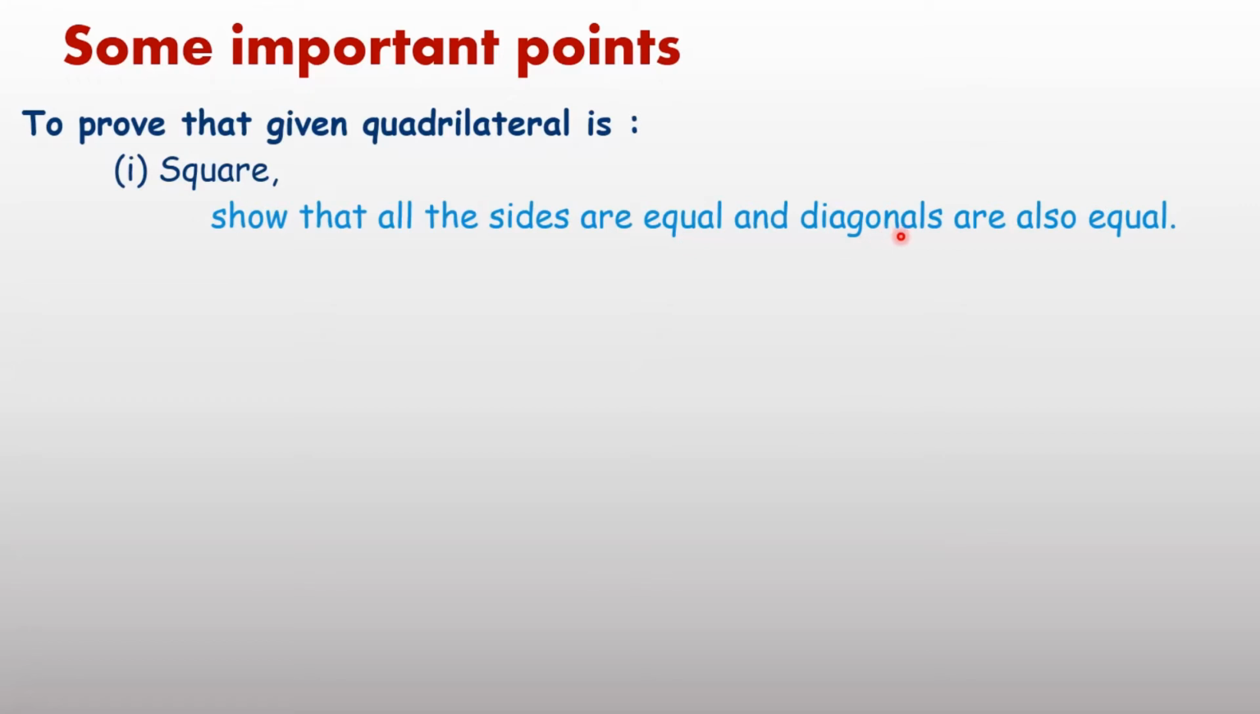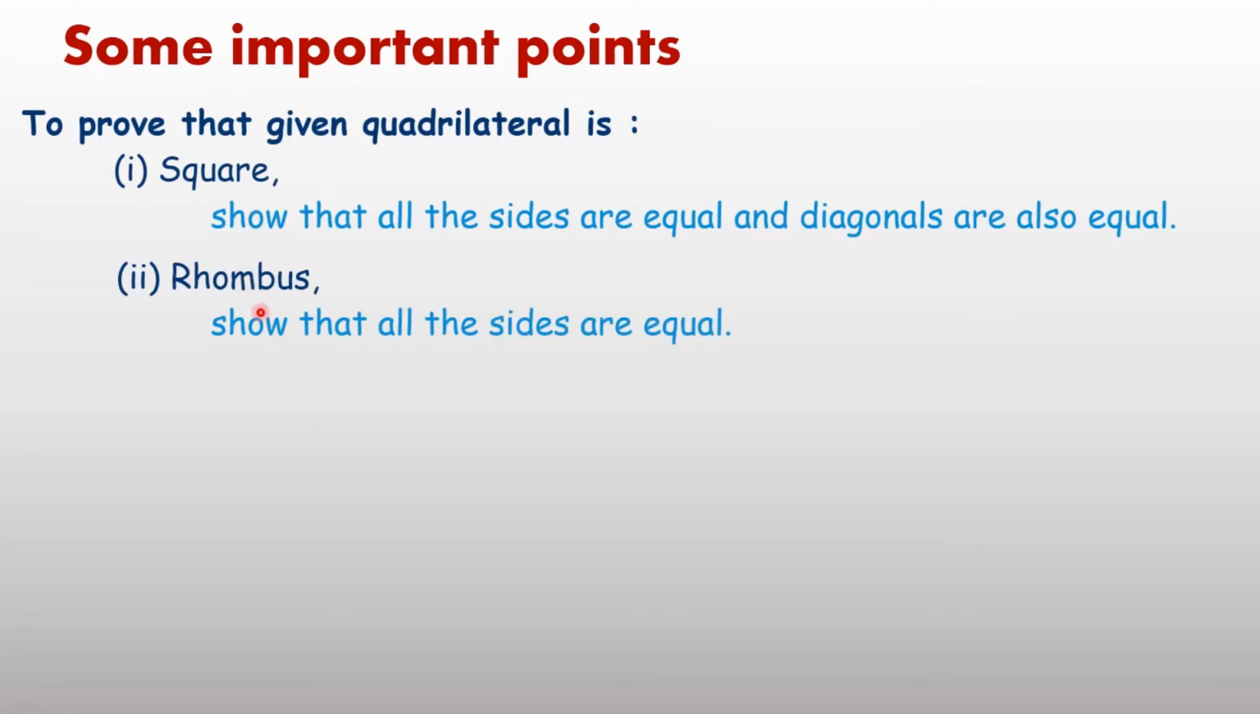and diagonals are also equal to each other, then we can say the given quadrilateral is a square. To prove it is a square, first find the measurements of all sides AB, BC, CD and DA. If all 4 sides are equal, then also find the length of diagonals AC and BD. If diagonals are also equal to each other, then it is a square. You know the definition of square.